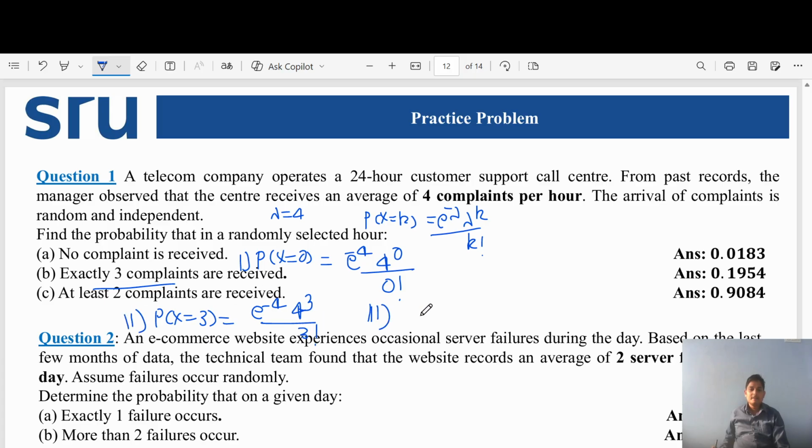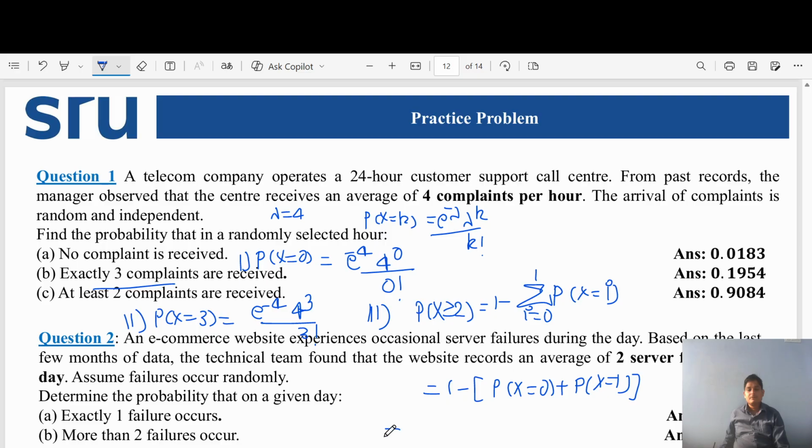Now we go to at least 2. So P(X ≥ 2). So this is 1 minus the summation for i equal to 0 to 1 of P(X=i). So this is 1 minus [P(X=0) plus P(X=1)]. So this becomes 1 minus [e to the power minus 4, 4 to the power 0 upon 0 factorial plus e to the power minus 4, 4 to the power 1 upon 1 factorial]. So if we solve this, we find the third part.